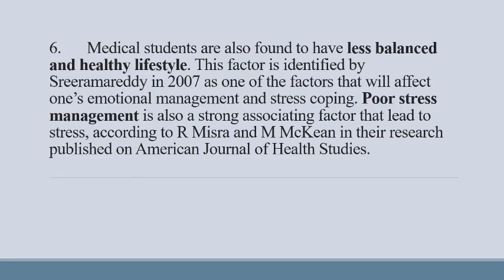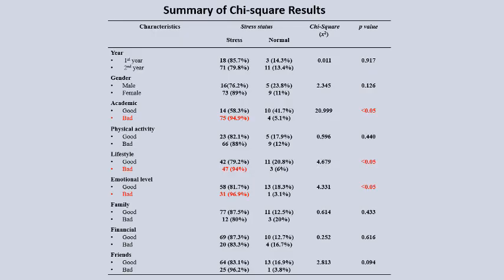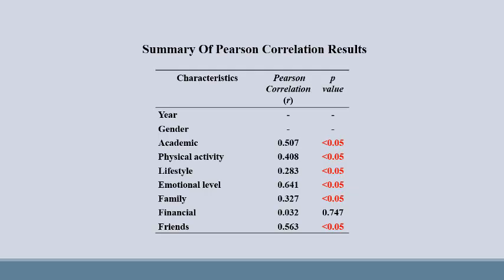Medical students are also found to have less balanced and healthy lifestyle. Poor stress management is also a strong associating factor that leads to stress, according to Misra and Kim in their research published in American Journal of Health Studies. Summary of our chi-square results. Summary of our Pearson correlation results.